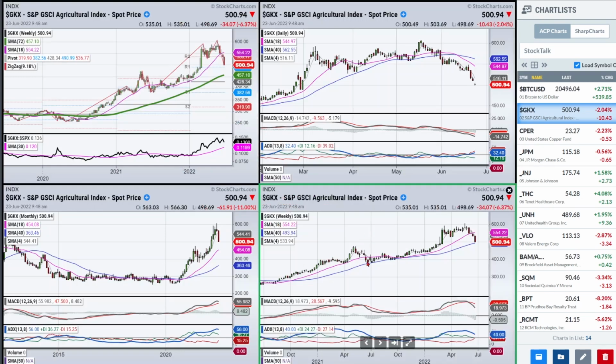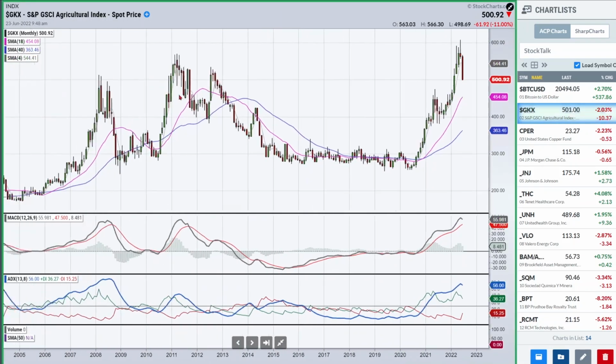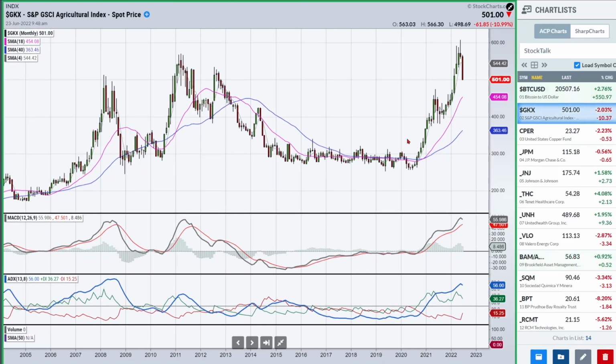Okay, so let's look at the agricultural index because I think it's pretty important. We've had a monster run. Look at the strength. Just looking at the monthly, look at what this has done. Tight pattern, breakout, low ADX breakout, and we've had just a monster huge move.